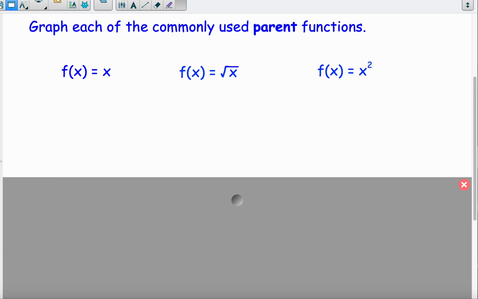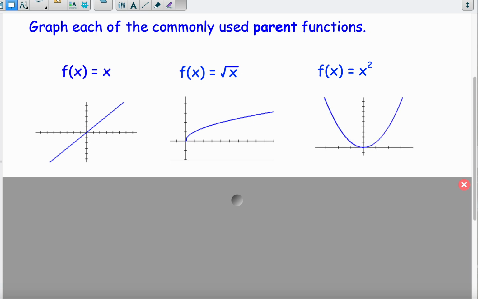First of all, everybody knows what y equals x looks like, right? Slope of 1, y-intercept of 0, looks like that. There should be arrows on the ends. It goes on forever and ever. The domain is all real numbers. The range is all real numbers. Second one is the square root of x. We should know what that looks like. Notice the domain: x has to be greater than or equal to 0. And then the range: y is going to be greater than or equal to 0.